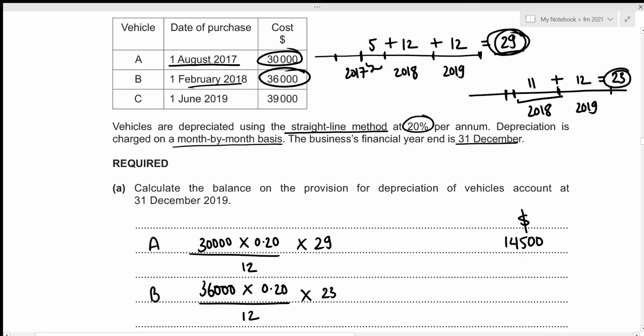And this gives the provision for depreciation for vehicle B to be 36,000 times 0.20 times 23 divided by 12, which is 13,800. Now we repeat the same process for vehicle C.